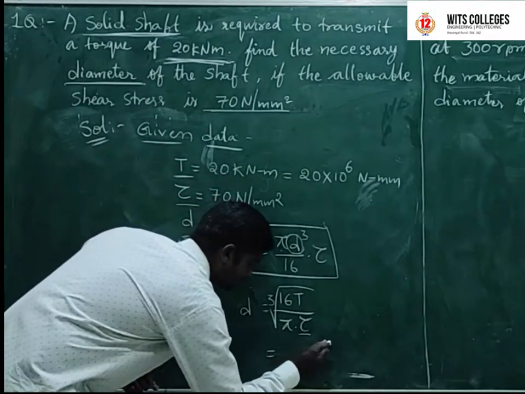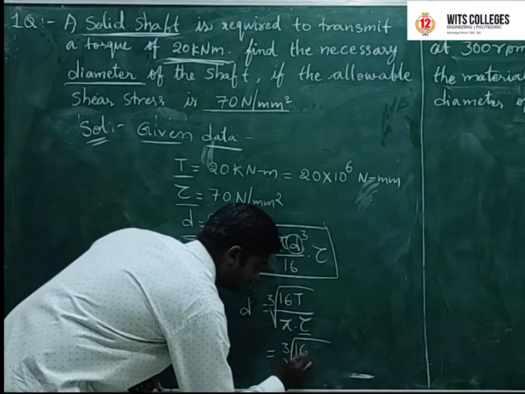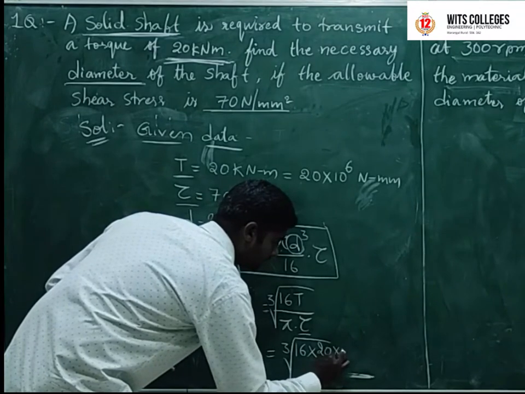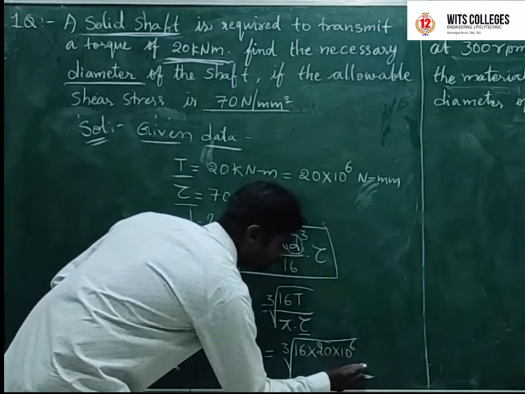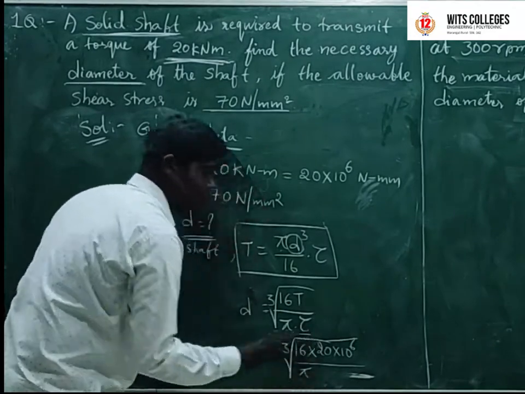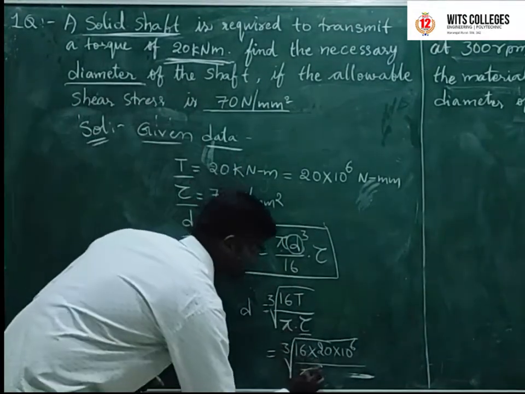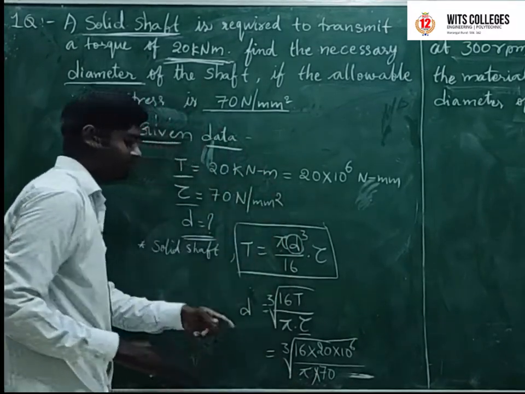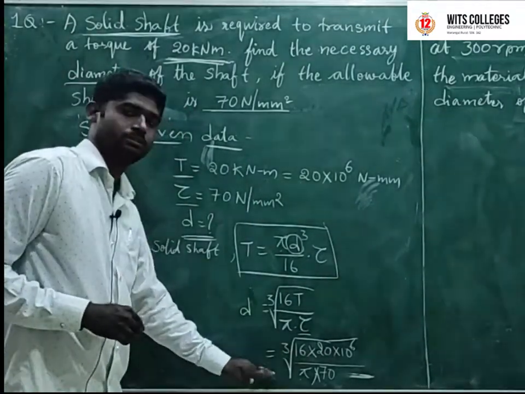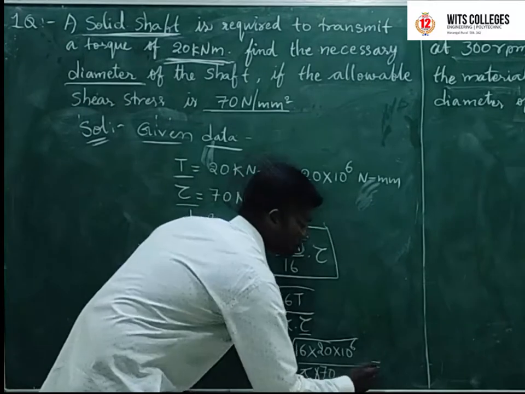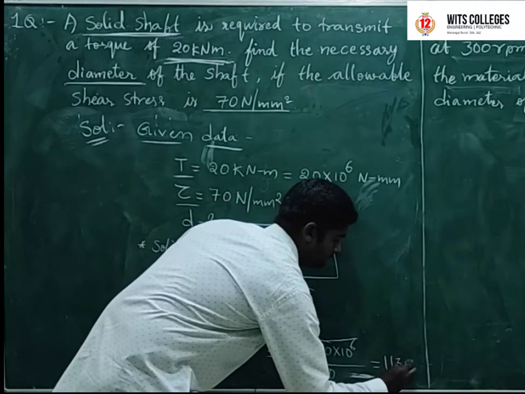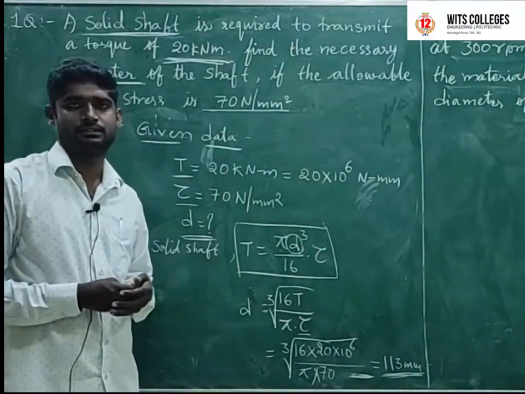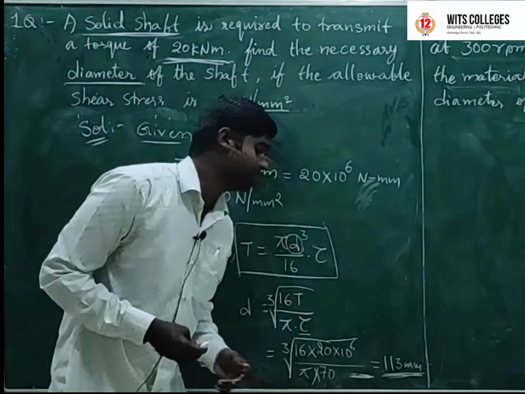This is the cube root of 16 into the T value, which is 20 into 10 to the power of 6, divided by pi into tau, where tau is equal to 70. Let's find these values. It is approximately 113 mm. Find this using your calculator. So D is equal to 113 mm.